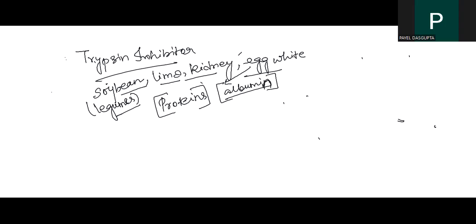Soybean is having some protein. Lima is having some protein content. Kidney bean as well. Okay, and egg white is having albumin.